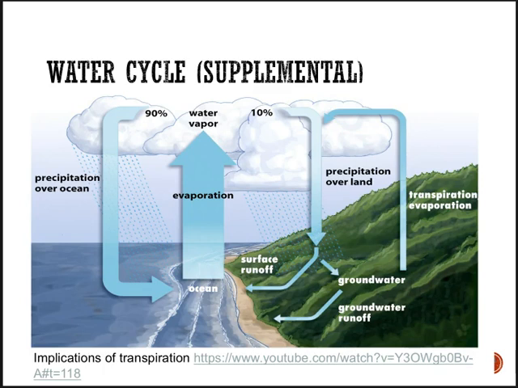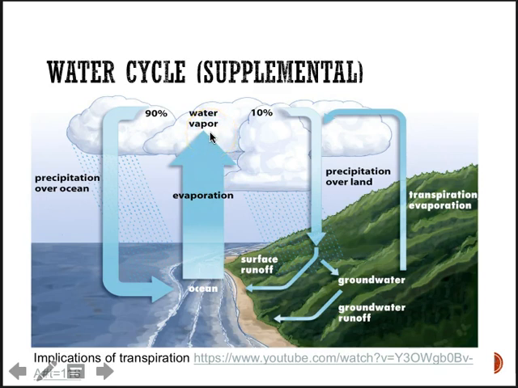So the first thing I want you to know is some terms you're probably already familiar with. For example, evaporation. Evaporation is simply going from liquid water to water vapor, the gaseous form. That's evaporation. And you get evaporation from the ocean as well as from the land. And what happens is that the water vapor goes up into the atmosphere.